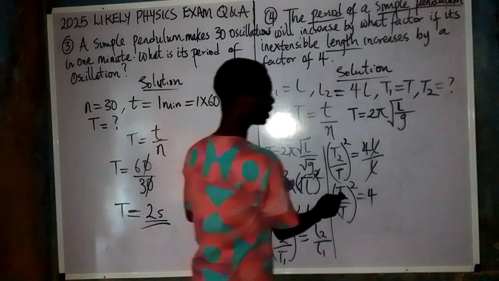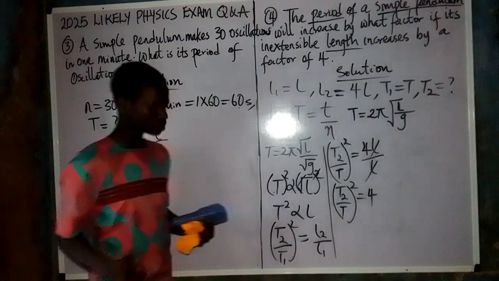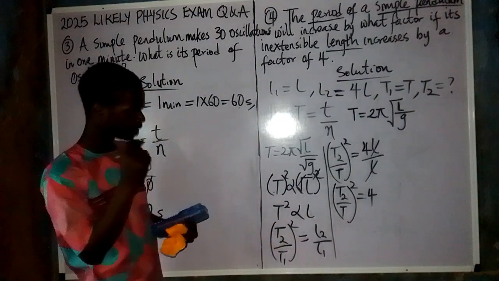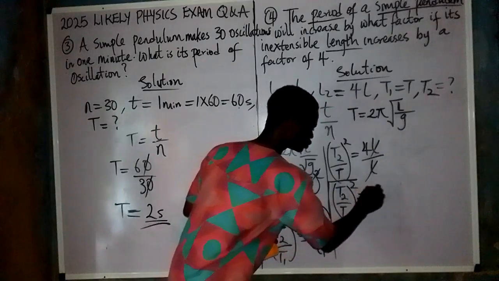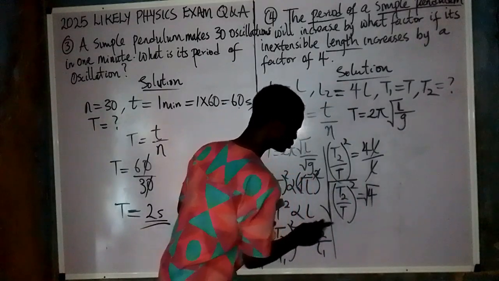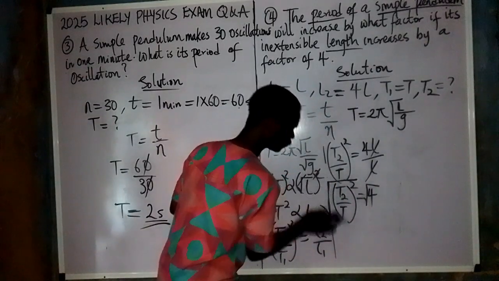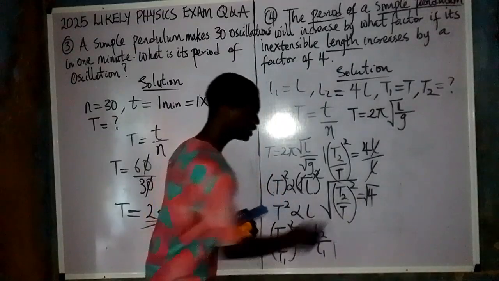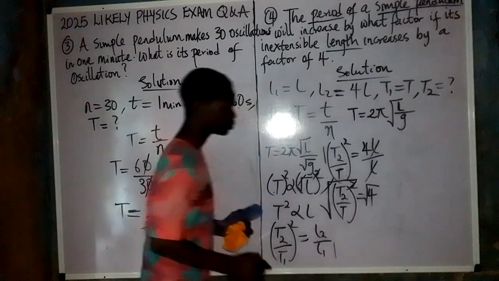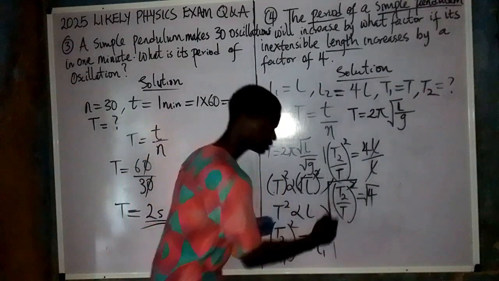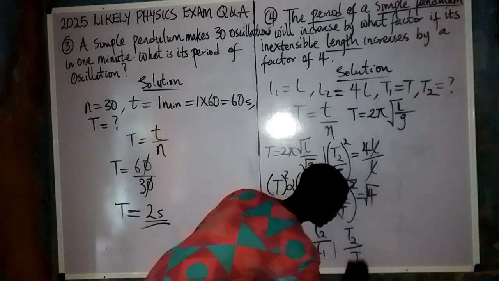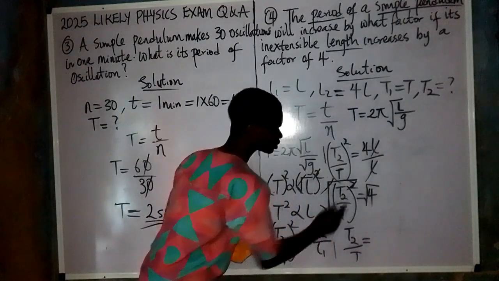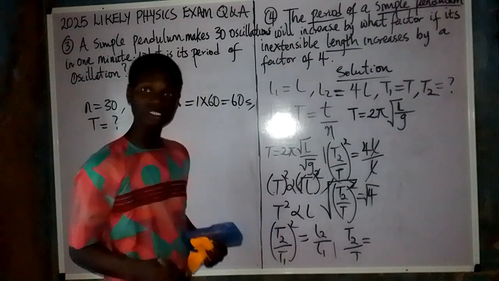We are asked to find T2 first. Is it not? How do you now get T2 from here? Now take the square root of both sides. Take the square root of both sides. Now this square will cancel this square root sign. What will you now have on this side? T2 over T is equals to what? The root of 4 is what?